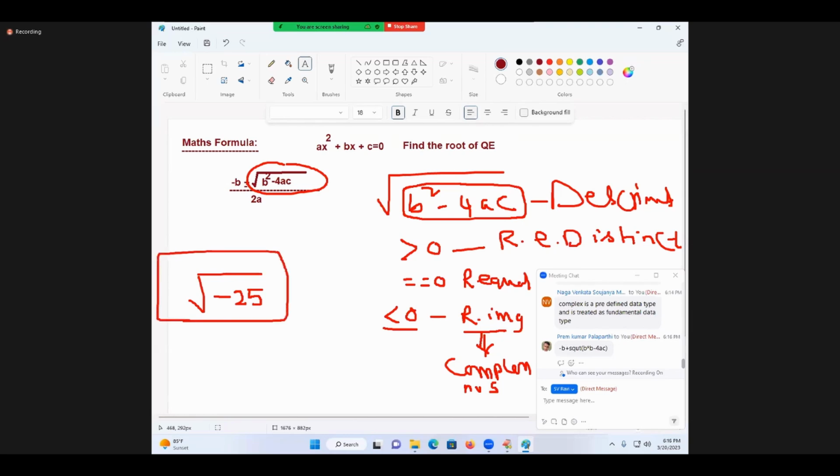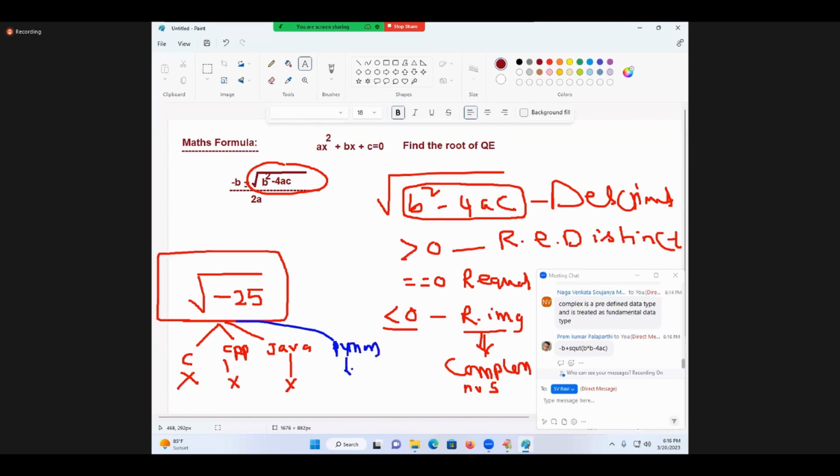What is the answer? In C language, there is no concept of storing these negative square roots. C++ does not contain any data type to store this data. Java also does not contain any such data type. In Python, there is a data type available.